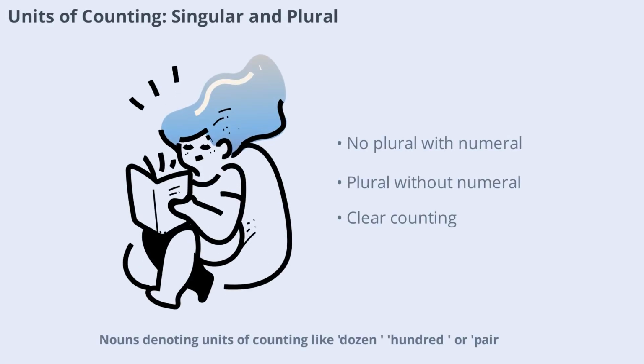Nouns denoting units of counting like dozen, hundred, or pair are not pluralized if a definite numeral adjective precedes them. For example, "20 pair of shoes," not "20 pairs of shoes." However, in the absence of a numeral, you can use the plural form: hundreds of people.